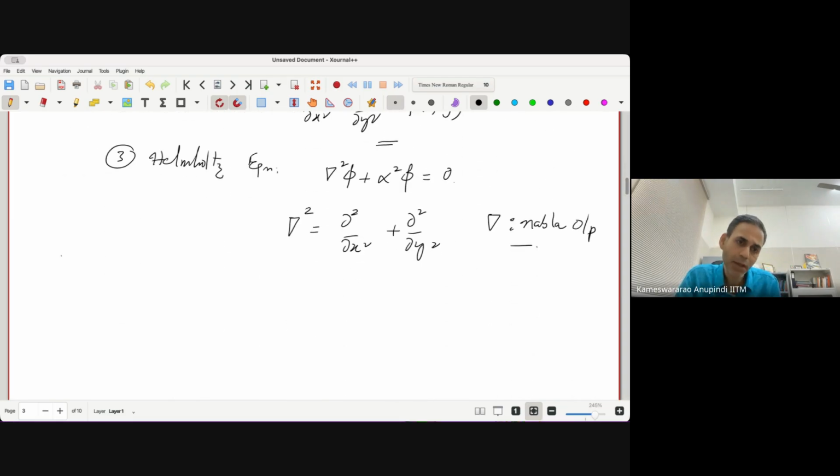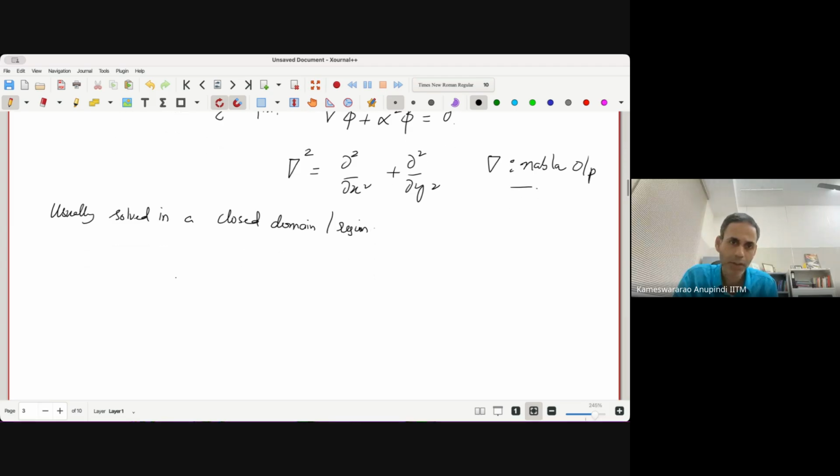Elliptic PDEs are usually solved in a closed domain or region. Okay, so that means if you have a closed domain or a region, which we can call omega R, that is inside which you can solve an elliptic PDE.